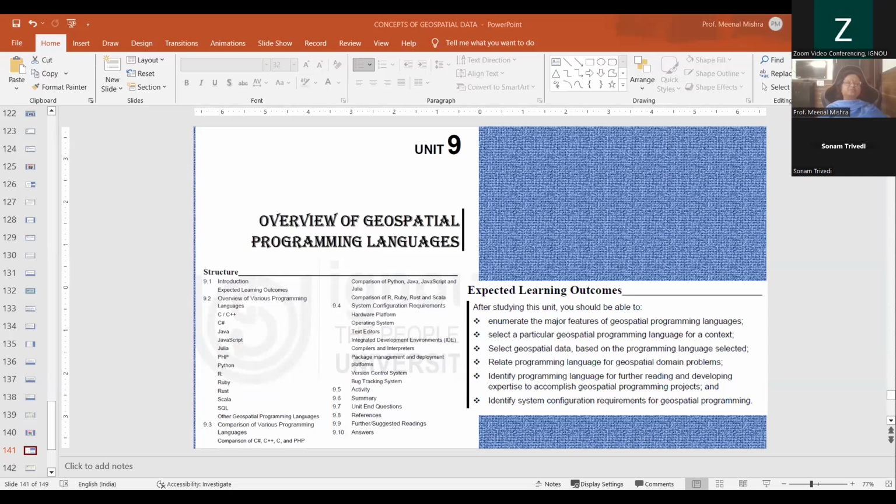This unit provides you an overview of various programming languages, which are listed as shown on the screen: C, C++, and others which have been listed here. And then you have a comparison of various languages. And then you have the system configuration requirements that are needed. So all this comprises the part of this unit 9.